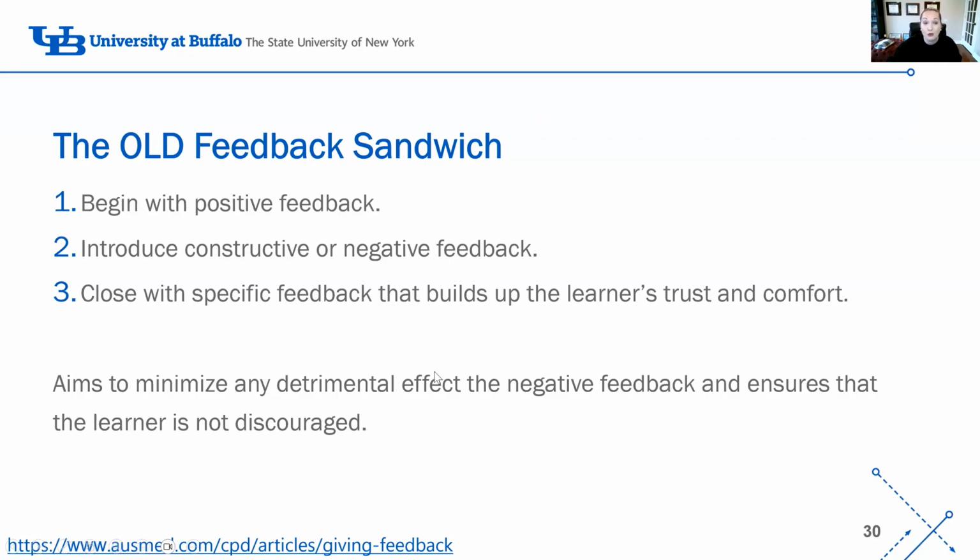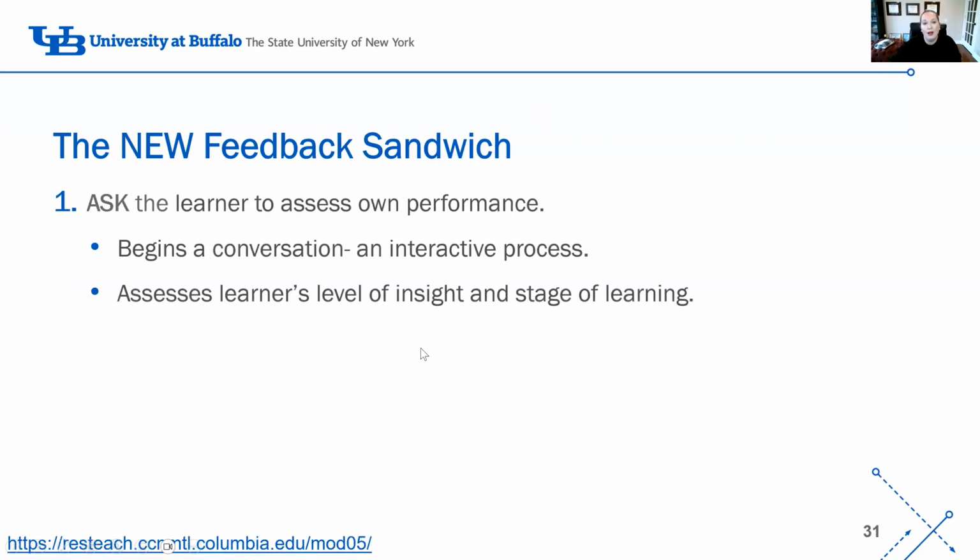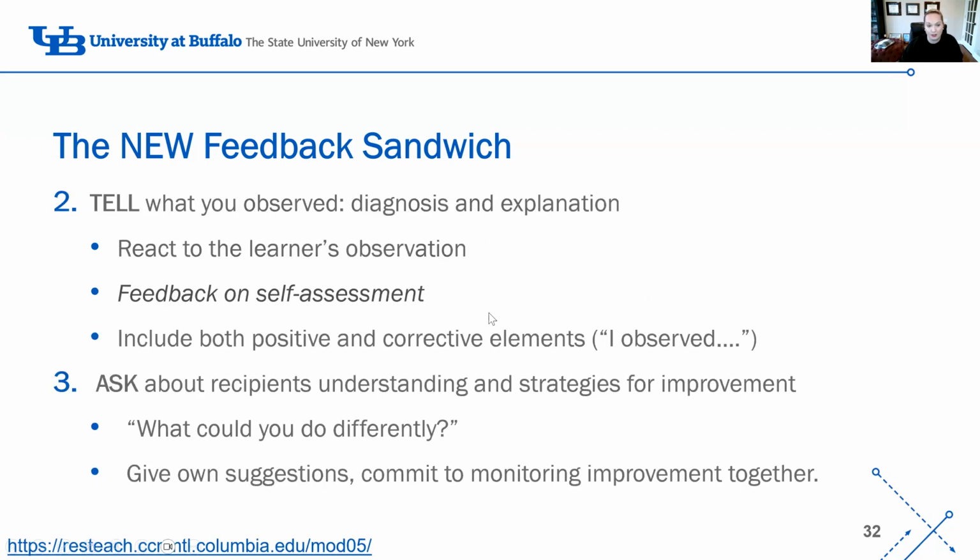So we have a new feedback sandwich, and this is what I use when I'm giving feedback to learners. I ask the learner for their own assessment of their performance. This begins the conversation. It's an interactive process, again, assessing the learner's level of insight. I'll also ask them for feedback on my performance, as I mentioned. So old is positive, negative, positive. New is ask, tell, ask. So that's the first ask.